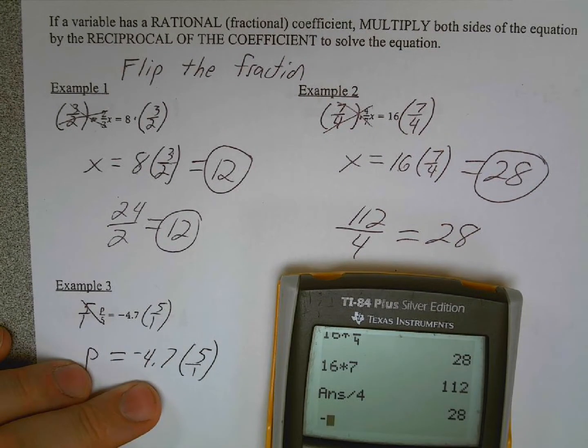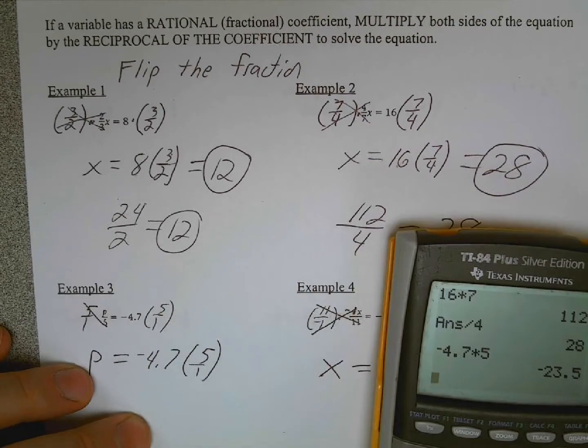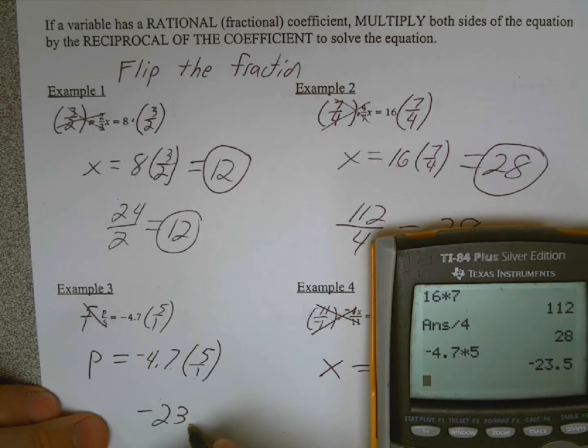So negative 4.7 times 5. Don't forget your negatives. Negative 4.7 times 5 divided by 1. Anytime you divide by 1, it's going to just be itself. So negative 4.7 times 5, we get our negative 23.5.